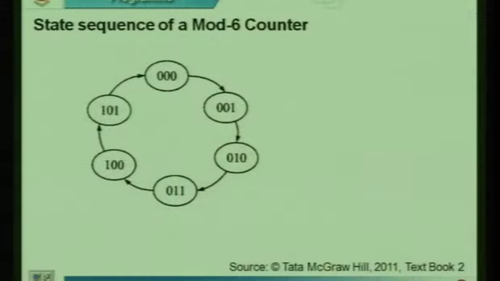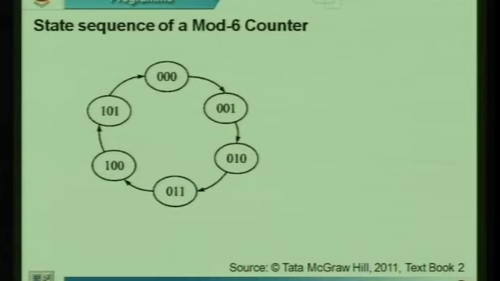They would go all the way from 000 to 101, which is 0 to 5. To do that, we require at least 3 bits, because using 2 bits, we can only go up to 0, 1, 2 and 3, which is mod 4. So if we want mod 6, we have to move to 3 bits. First we write down all the stable states for this mod 6 counter. As shown in the diagram here, this is called a finite state machine.